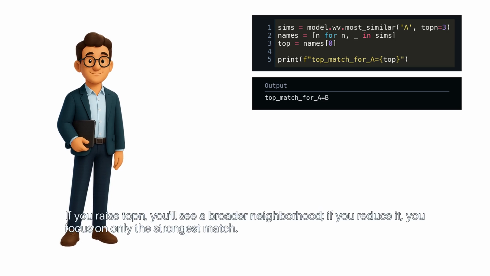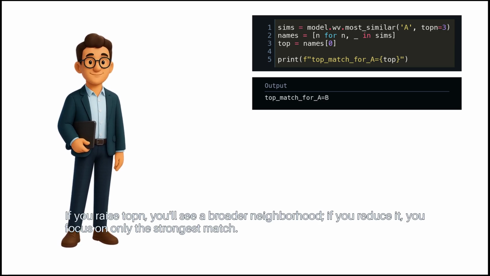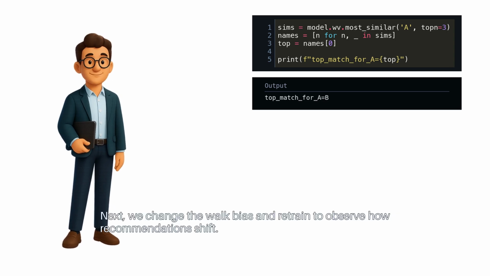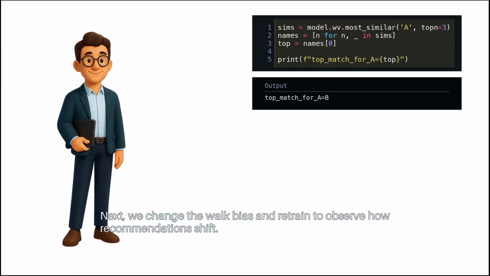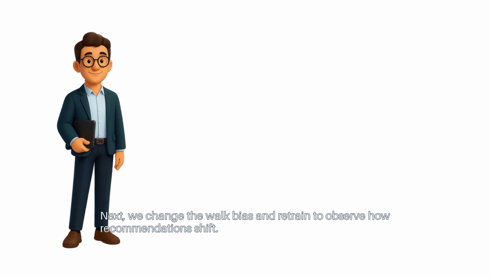If you raise top n, you'll see a broader neighborhood. If you reduce it, you focus on only the strongest match. The printed node is the most similar peer to A under the learned embedding. Next, we change the walk bias and retrain to observe how recommendations shift.